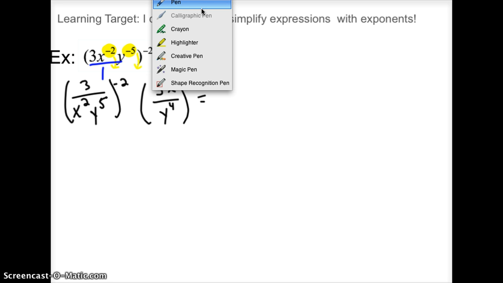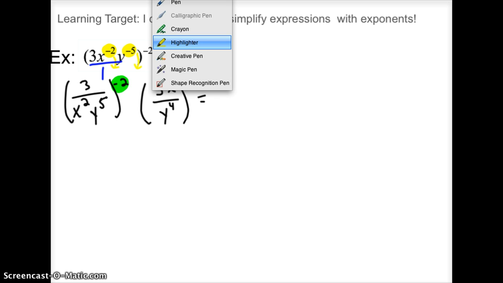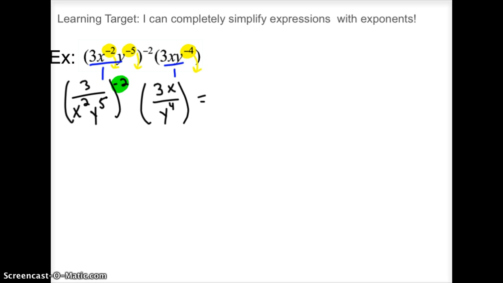Now, we're ready to kind of regroup and take a look at what's going on. I've got a negative exponent outside of this first parenthesis, so we need to flip this first fraction. So x squared y to the 5th on top and 3 on the bottom. And now this 2 becomes positive. Now the second parenthesis, there's really nothing else I should do with him, so we're just going to tack him on for the ride.